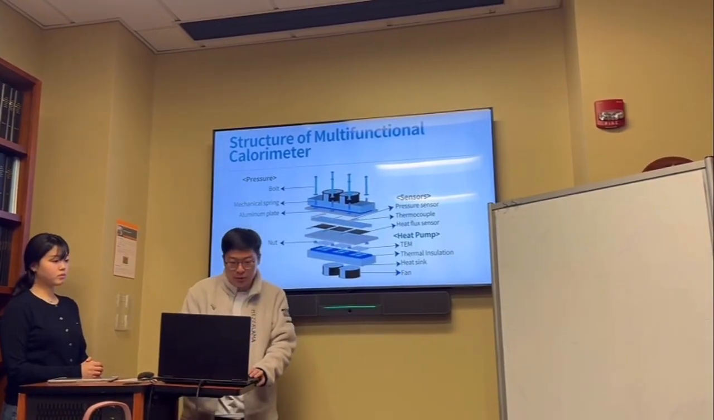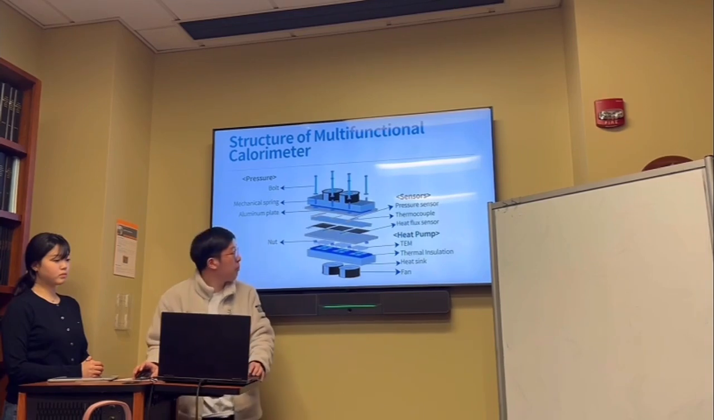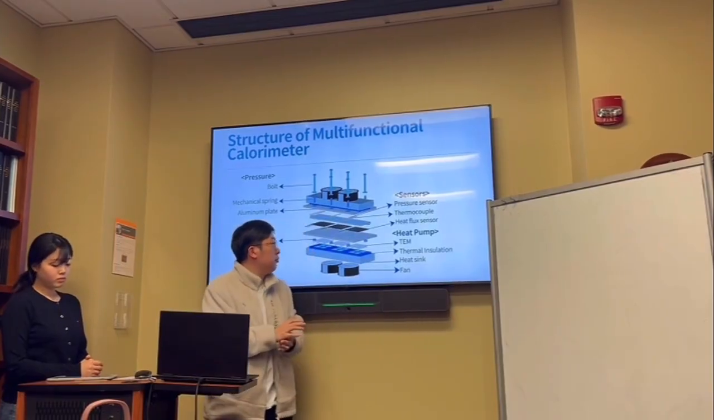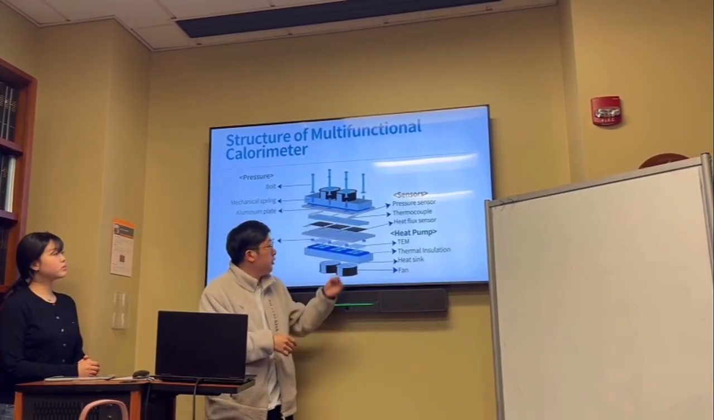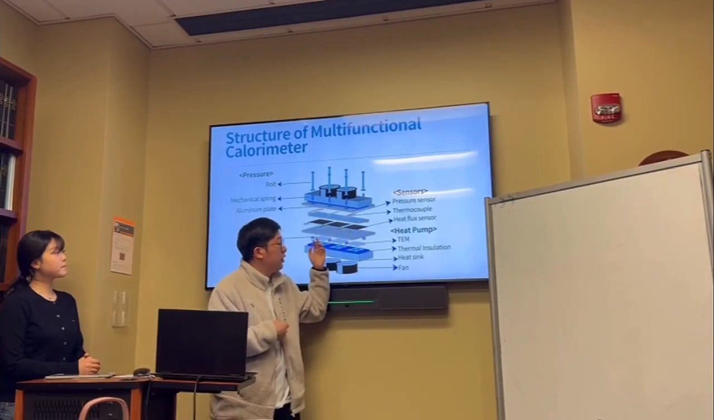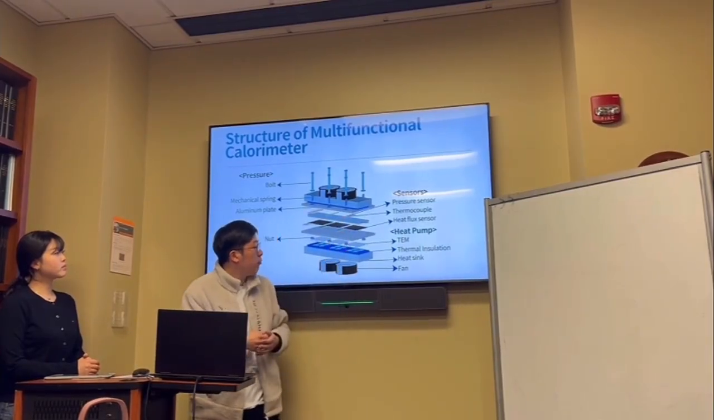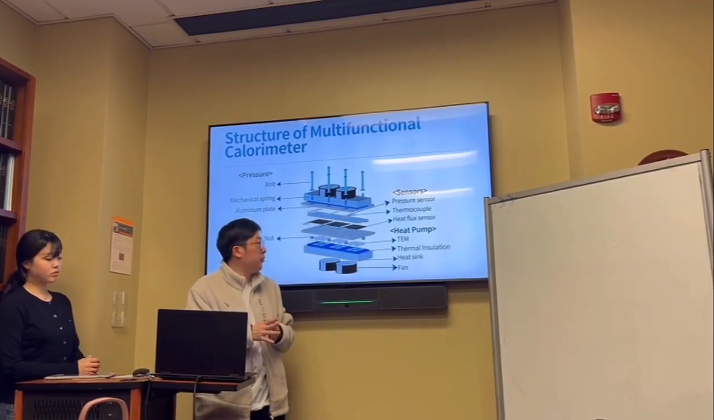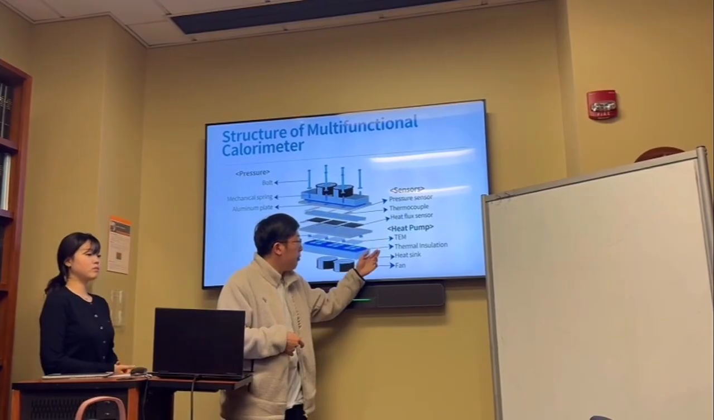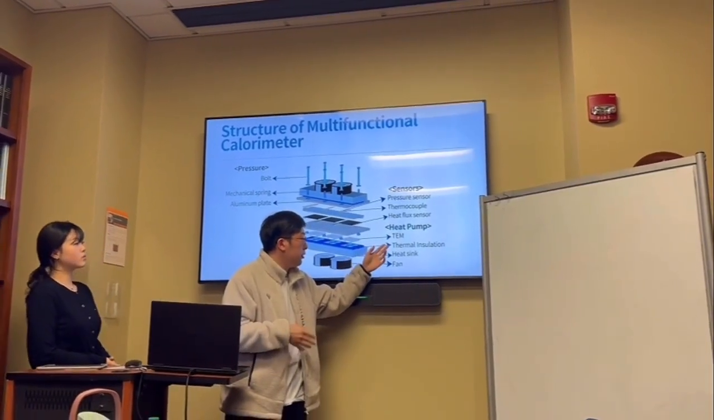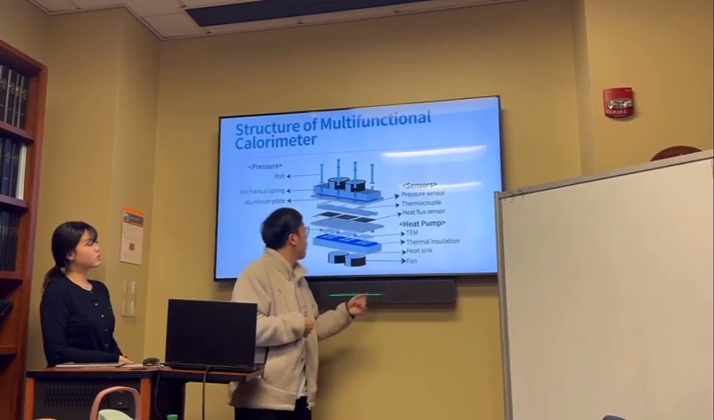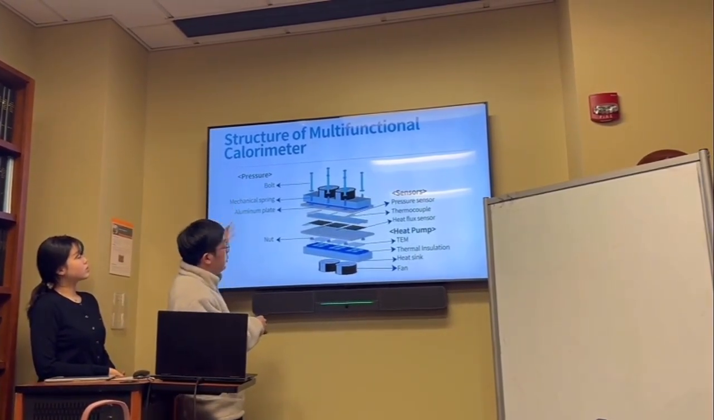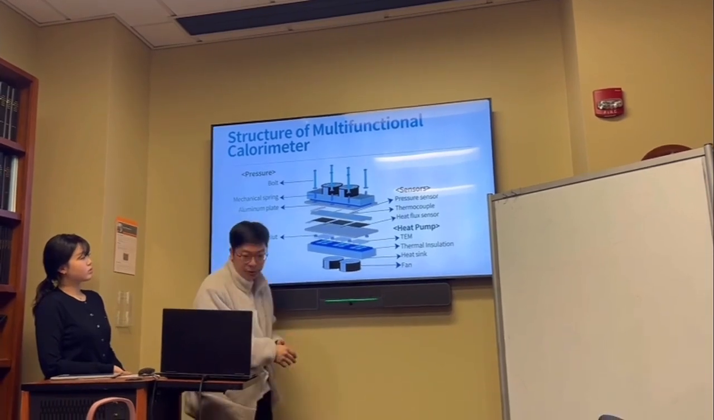This is the structure of the multifunctional calorimeter. First, these are the sensors: pressure sensors, thermocouple, and heat flux sensor. This is simple, they just detect the signals. And the heat pump controls the flow of heat. There are TEM, thermal insulation, heat sinks, and fan. And finally, this is a pressure unit. This is just simple. It helps to apply pressure.